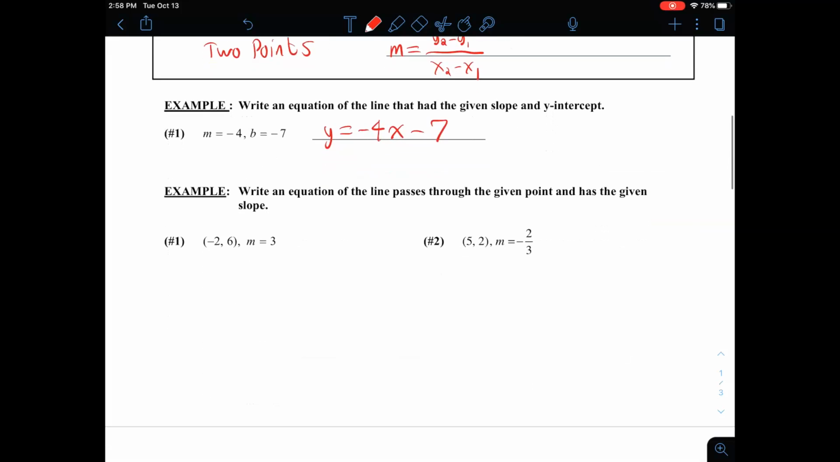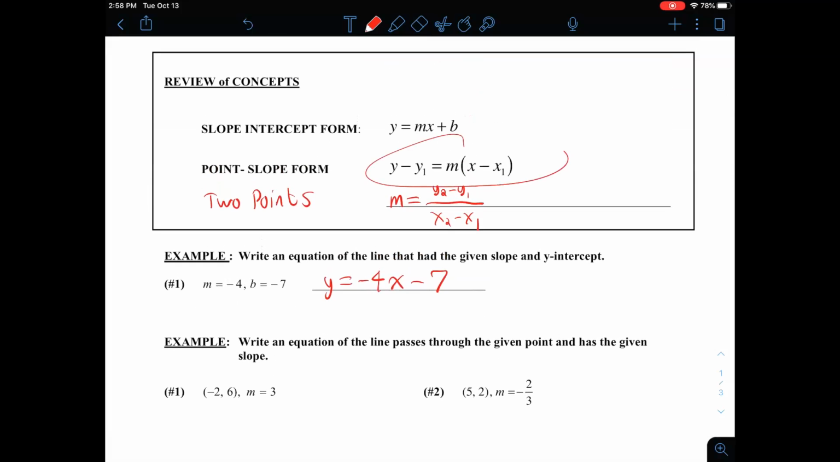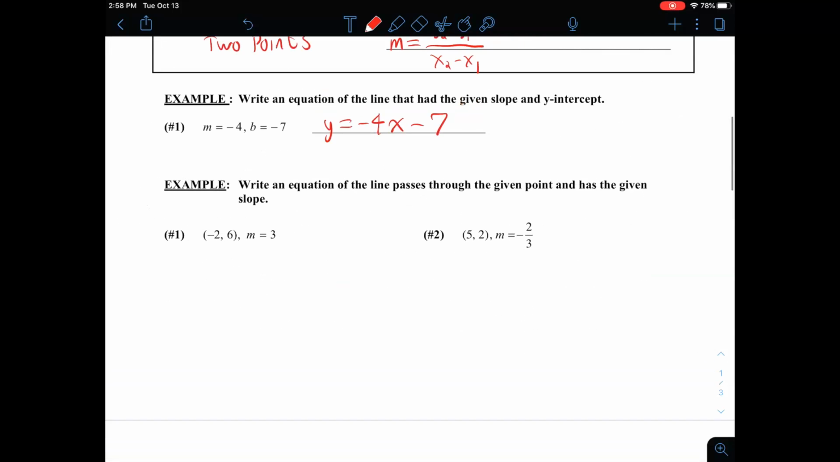All right, example 2. Now we're making it a little bit more challenging here. It says write an equation of the line passing through the given point and has the given slope. We have a point and we have a slope, so what do you think we're going to use for this problem? Probably point-slope form, right? I would agree. You could leave it at point-slope form, but I think they want you to write it in slope-intercept form later. Let's do point-slope form first. So we got to label this our point x1, y1.